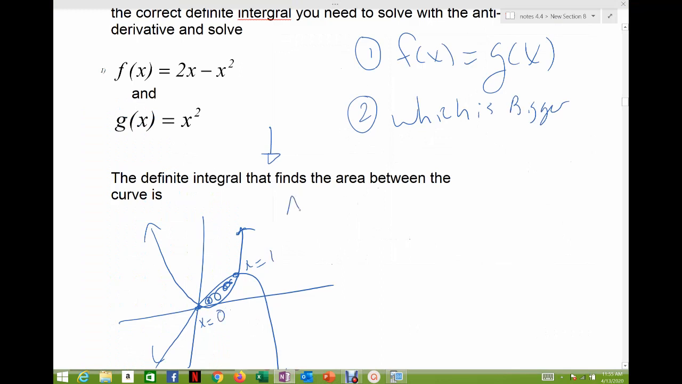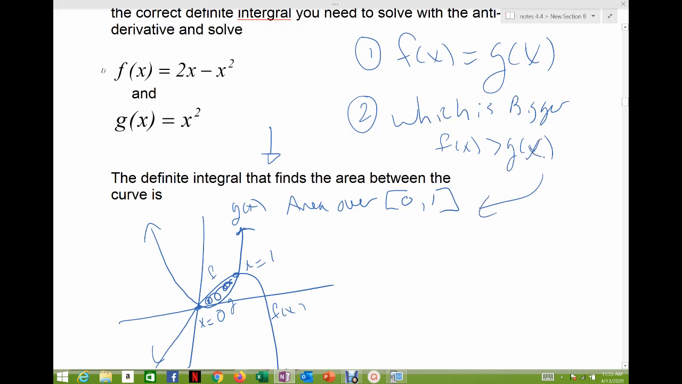I'm going to integrate. My area is over a to b, which is 0 to 1. Then the second thing is to figure out which function's bigger. Well, the function x squared would be my g of x. That's the parabola that's opening up, so this is the g of x function. And then the f of x would be the one that's opening down. So f of x is above g of x between 0 and 1. That function's my bigger function value. So f of x is greater than g of x over the area we're looking for.